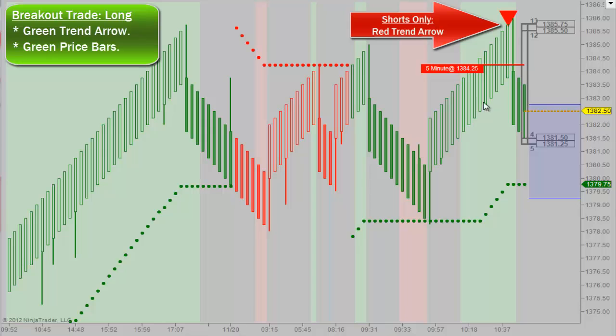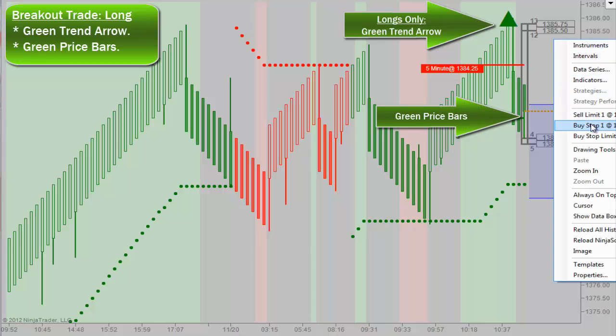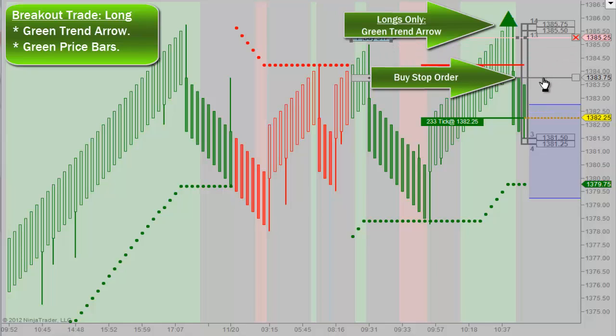I can see the market is trending higher, it's in a retracement, and so at this point all I can really trade is a breakout if we are to continue higher. So what I'm going to do is put in a buy stop order at the top of the candle that's closed. In this case, we have a candle right here that's closed. This one's still forming, so I put a buy stop order in. As long as I have a green up arrow and green price bars, I'm looking to take the trade long. I'm looking for a breakout trade to the upside.